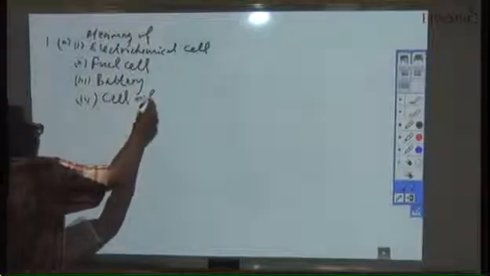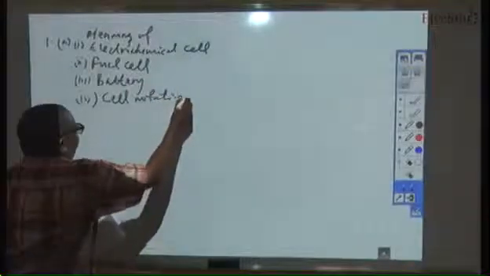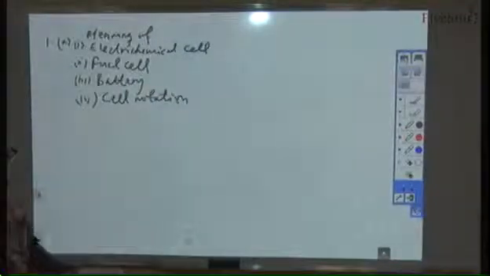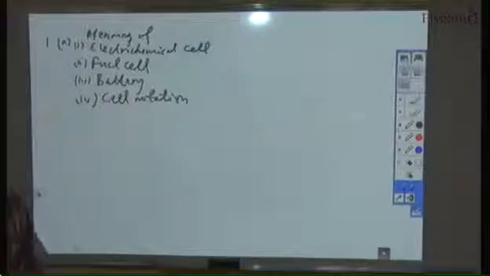Cell notation. A cell notation is just a shorthand description of a voltaic or galvanic cell. You are having a voltaic or electrochemical cell, then a short form for representing such a cell is known as a cell notation. That is A.